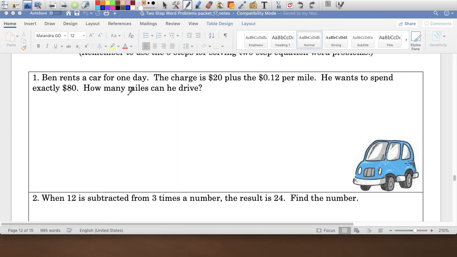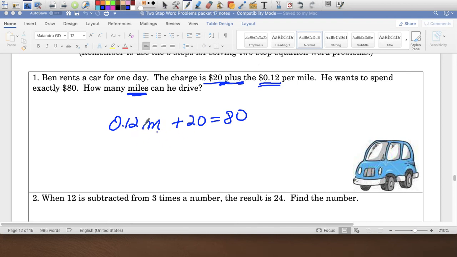So the unknown is the miles, right? That's what we need to find. How many miles can you drive? So that's my variable. The relationship between the variable and the number is 0.12. So we have 0.12 per mile. There's also plus. Here's my plus 20 equals 80. That's my equation. Now you get to solve it.